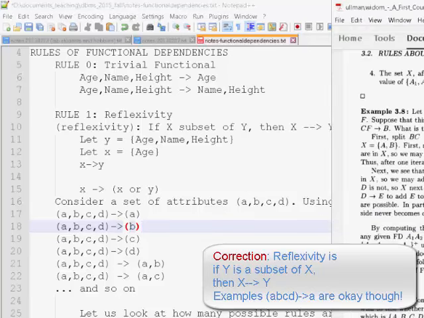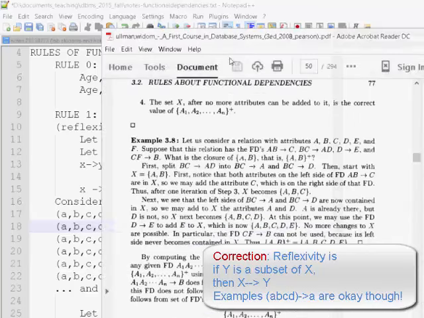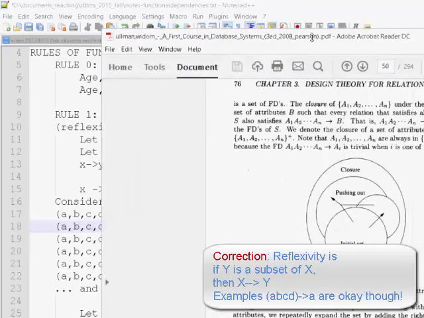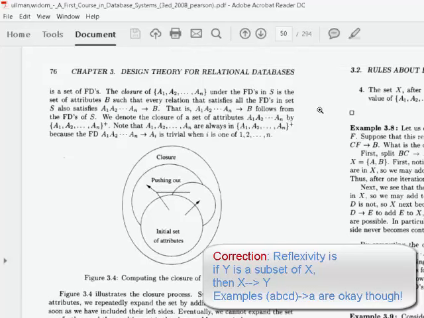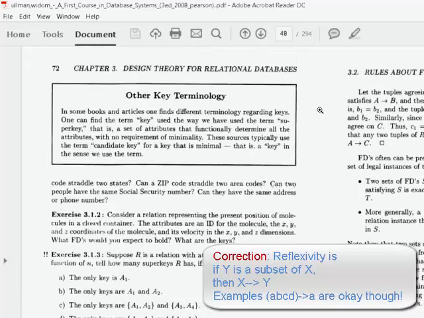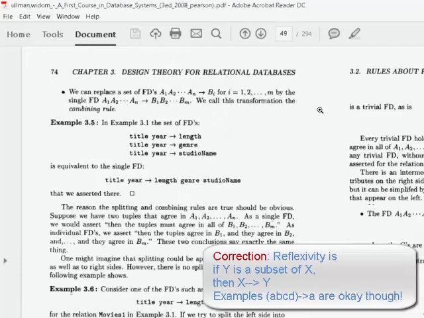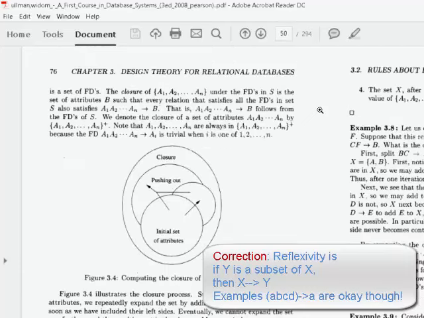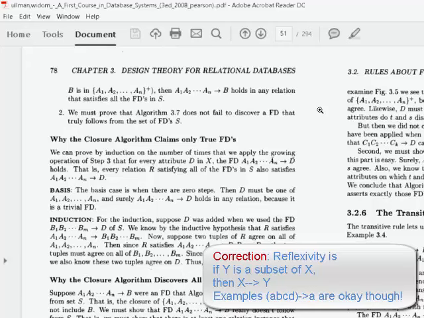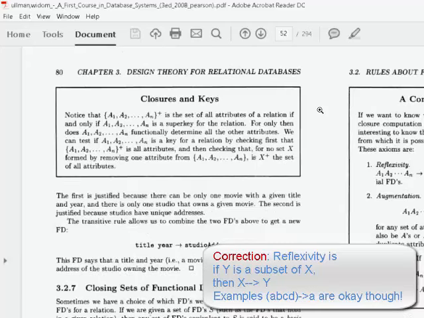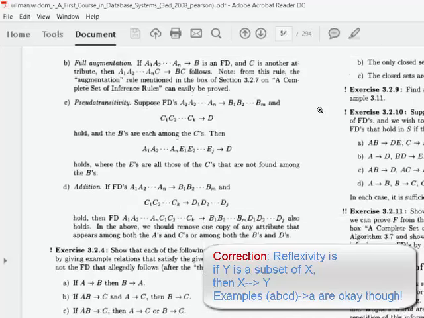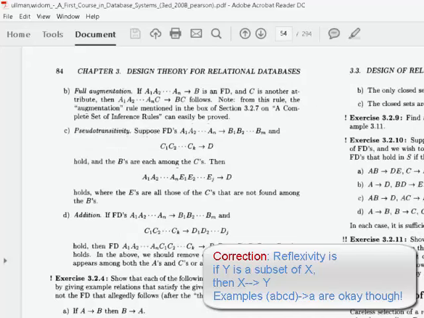Has anyone looked at the rules already, or nobody? So please hold. Let me just double check from the text. Reflexivity. Nope, it's not this one. Trivial, nope. Closure, nope. Transitive. The book doesn't include a reflexivity one. So please hold and let me check.